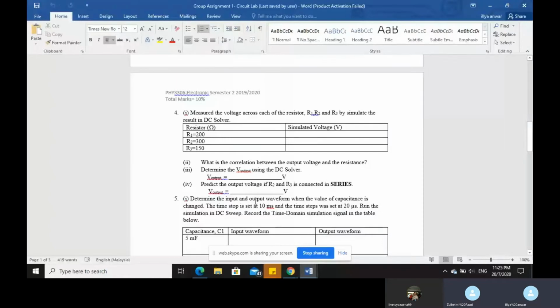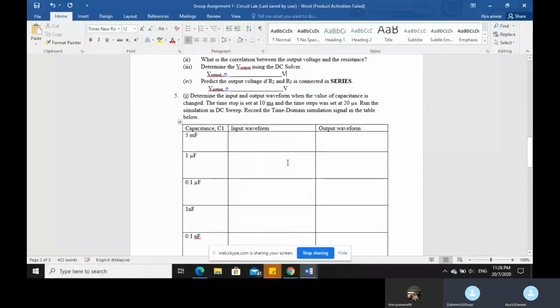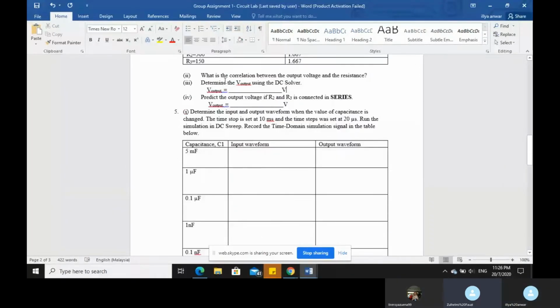We go back to the question, where it asks what is the relationship between the output voltage and the resistance. Due to Ohm's law, we know that V equals IR. This states that when the resistance increases, the voltage also increases. So the relationship between the output voltage and the resistance is directly proportional. So we already answered this question.